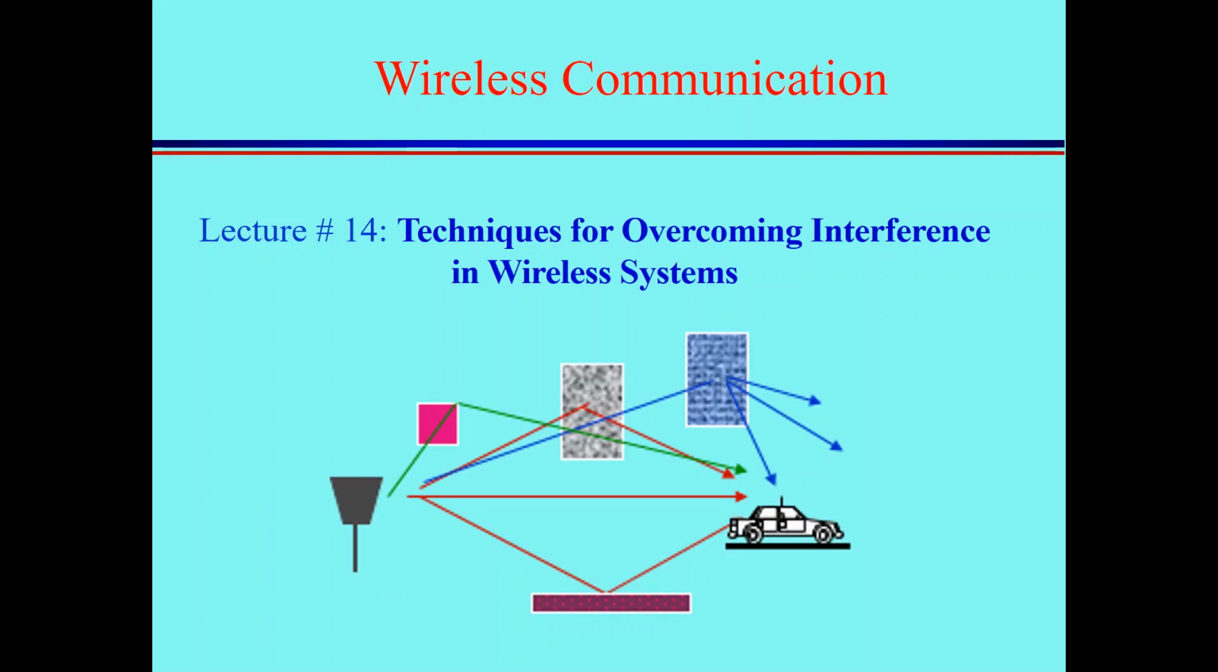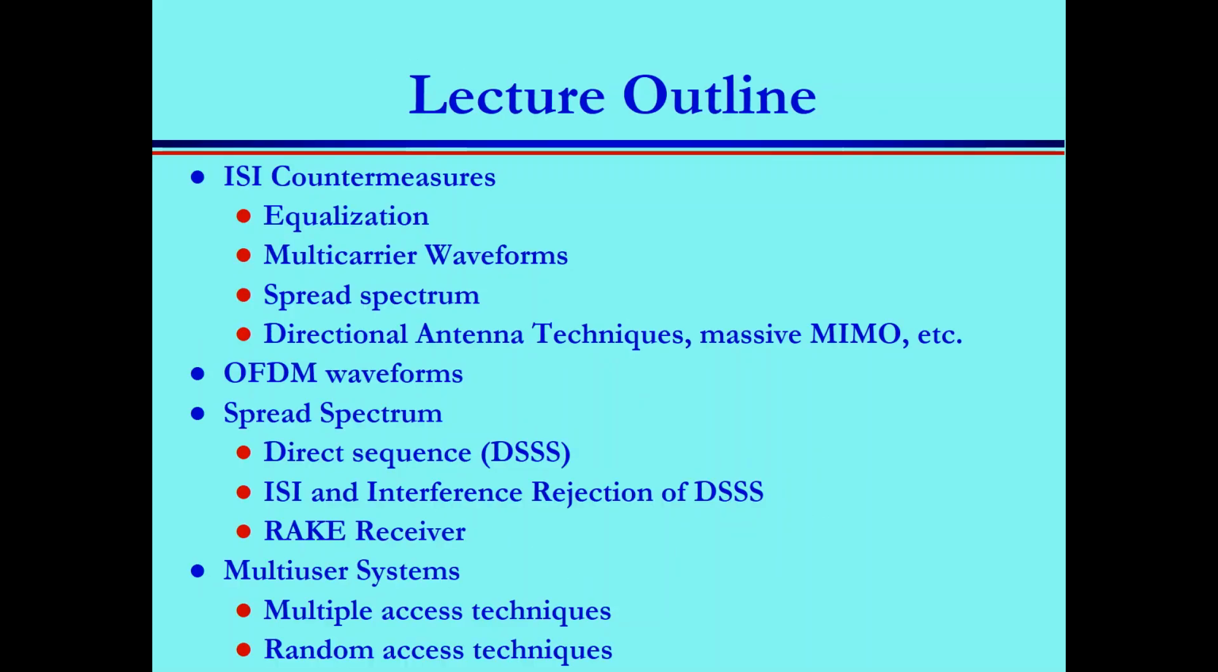In today's lecture, we will be talking about techniques for overcoming interference in wireless systems. In the previous lecture, we talked about diversity techniques, adaptive modulation schemes, and MIMO methods that can enable us to overcome the fading in the wireless channel. Now, in this lecture, we'll look at a different obstacle that exists in the channel, which is inter-symbol interference, or self-interference as we sometimes call it, and study the techniques that can mitigate this type of interference. So the outline of the lecture is as follows.